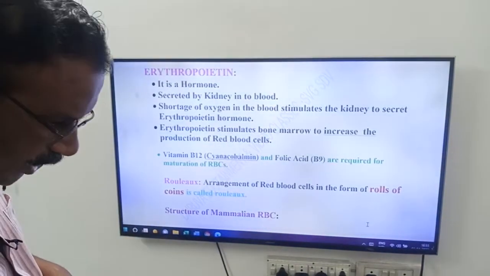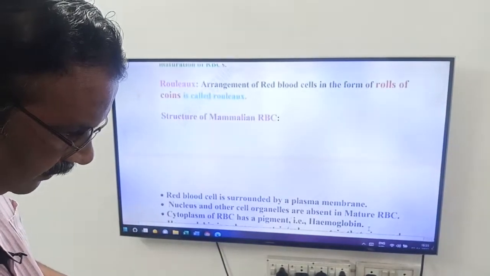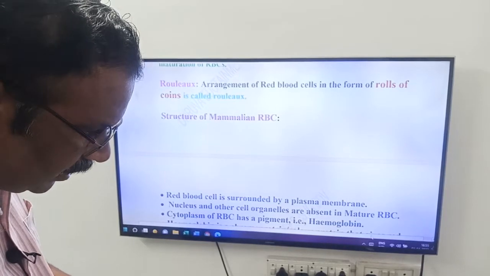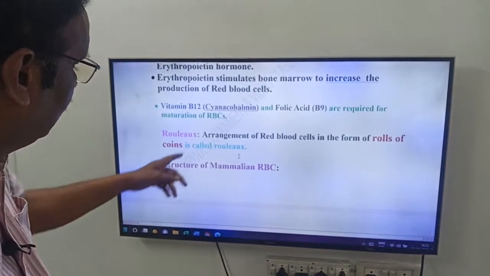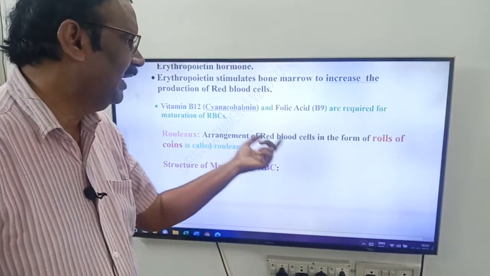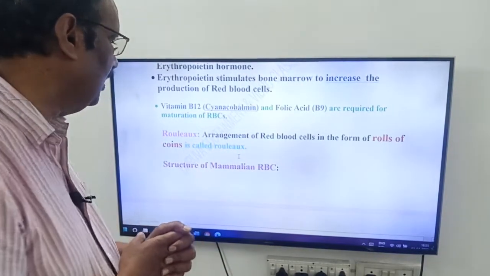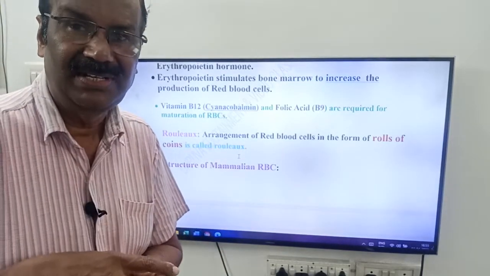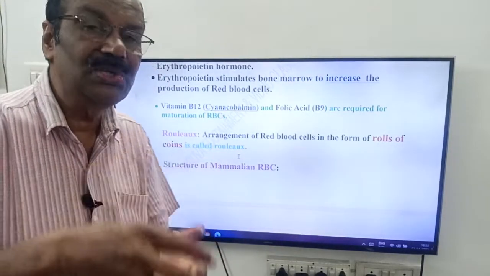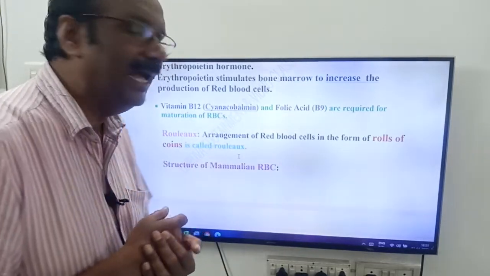Next friends, another important point. Rouleaux, friends, very very important. The arrangement of red blood cells in the form of rolls of coins is called rouleaux. See friends, the arrangement of red blood cells in the form of rolls of coins is called rouleaux.